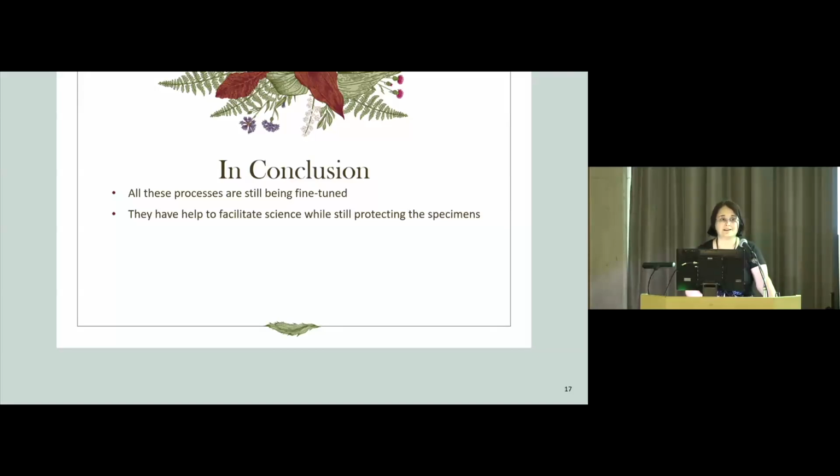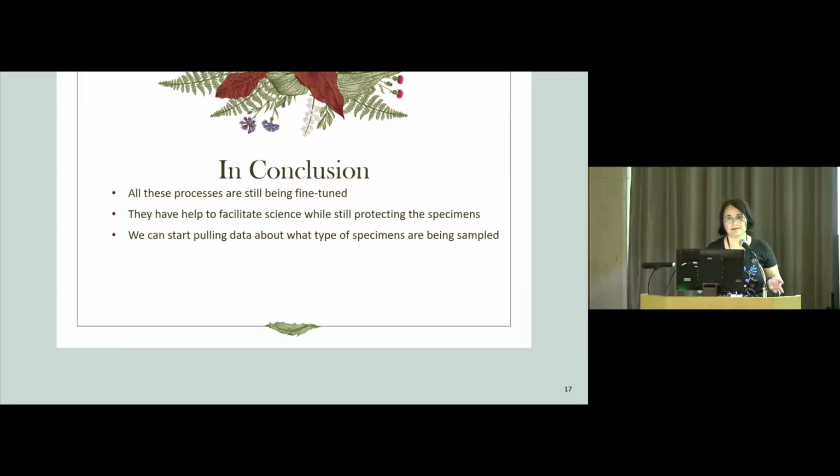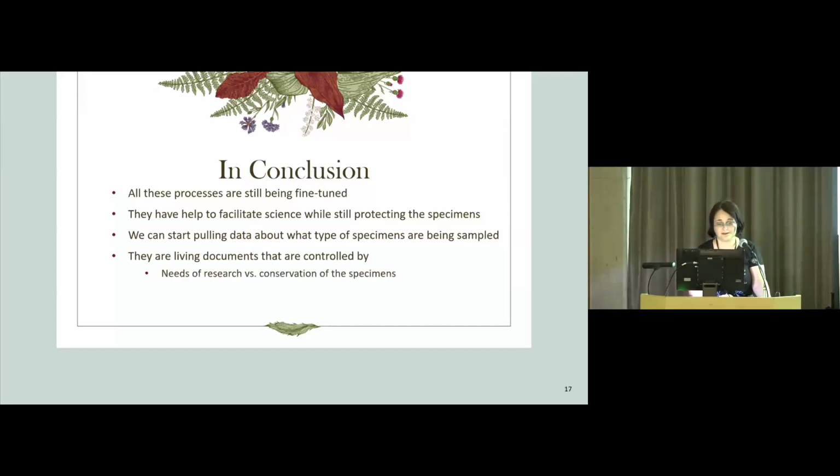We're trying to prevent people from sampling 5, 6, 7 times. We can start to pull data about what types of specimens are being sampled. In the future, we could build our collections there, like in Asteraceae, or maybe we need to build in other places because we don't have recent material. They're living documents. I have no doubt at some point we're going to need to change them, probably multiple times. And they're based on the needs of research versus the conservation of the specimens.